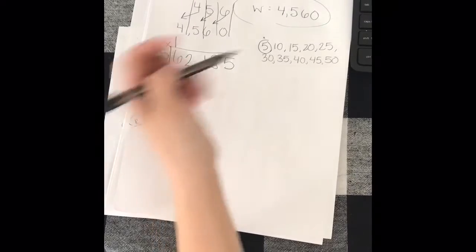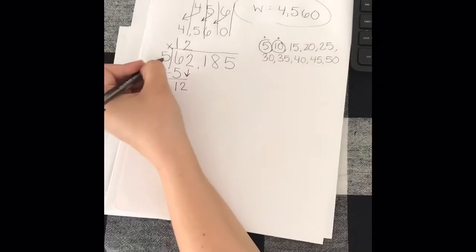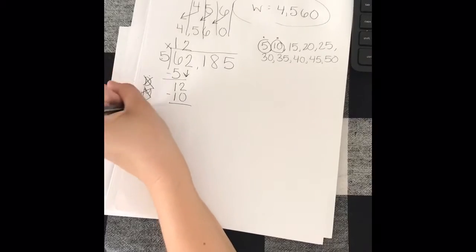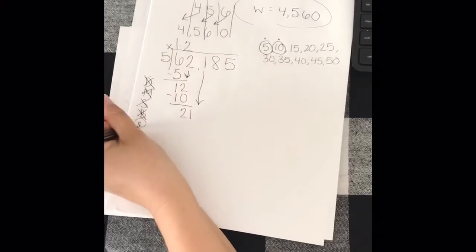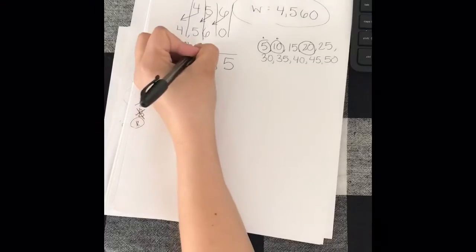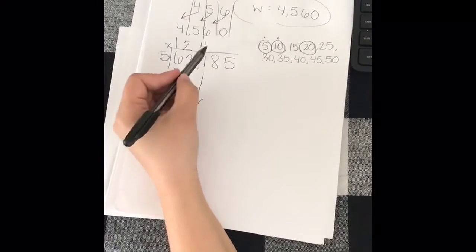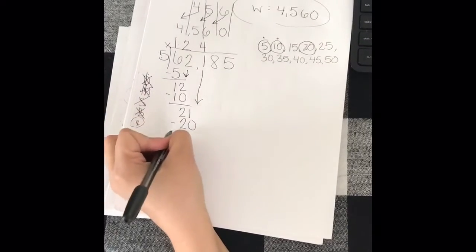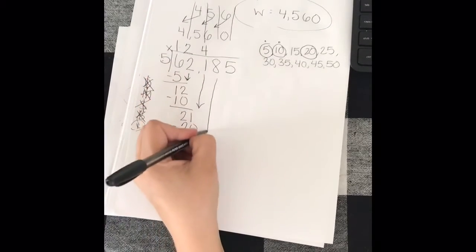So can 5 go into 12? 2 times. 2 times 5 is 10. Now I can subtract, and I'm left with 2. Again, I bring down, and I repeat. Can 5 go into 21? 4 times. That's me dividing. 4 times 5 is 20. Now I'm going to subtract, and I'm left with 1. So I'm going to bring down again.